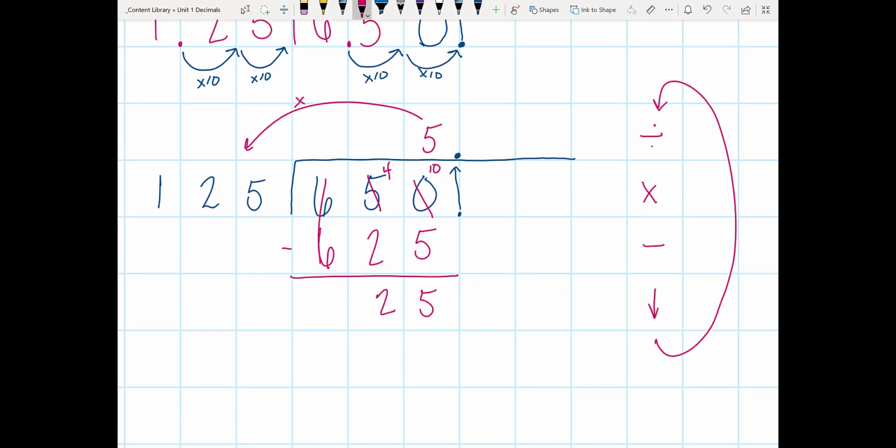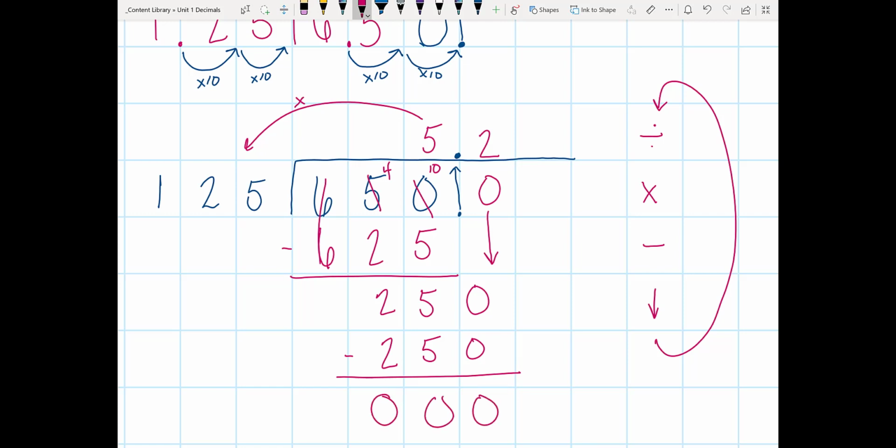125 cannot go into 25. It's too small, so we need to add another 0 as our placeholder. If we're looking at 125 to see how many times it can go into 250, the answer is 2 times. 2 times 125 is 250. We need to subtract. 0. 5 minus 5 is 0, and 2 minus 2 is 0. So our answer is 5.2.